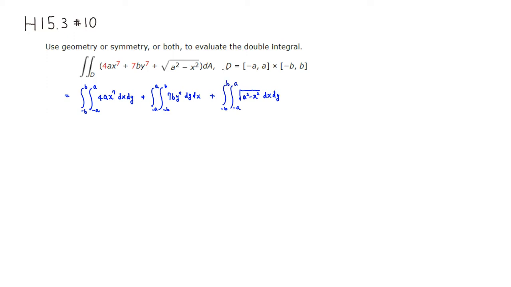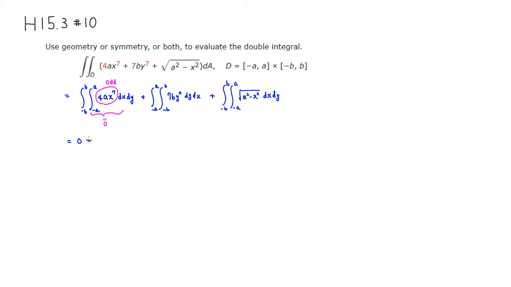So let's look at the first integral. If you look at this integrand, 4a is just a constant, and x to the 7th power is an odd function. Remember that if you integrate an odd function from negative a to positive a, the integral is equal to 0, because the graph is symmetric about the origin. The left and right sides have the same magnitude with different signs, so they cancel out. The inside integral is 0, so the whole thing becomes 0.